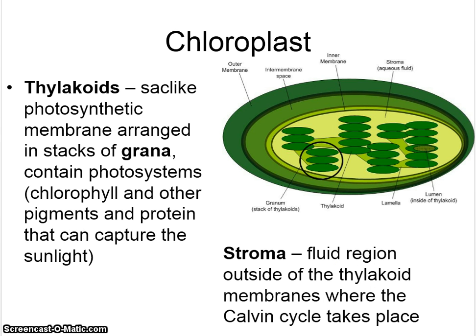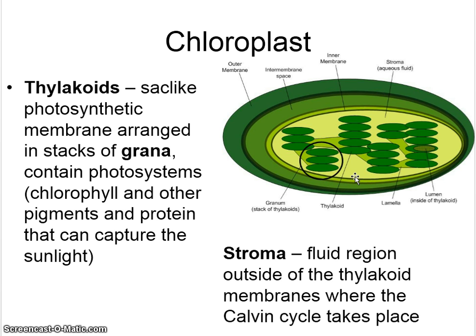So in the cell of a plant are chloroplasts, and inside the chloroplasts are what are called thylakoids. And these thylakoids are arranged in stacks like pancakes, and those stacks are called grana.